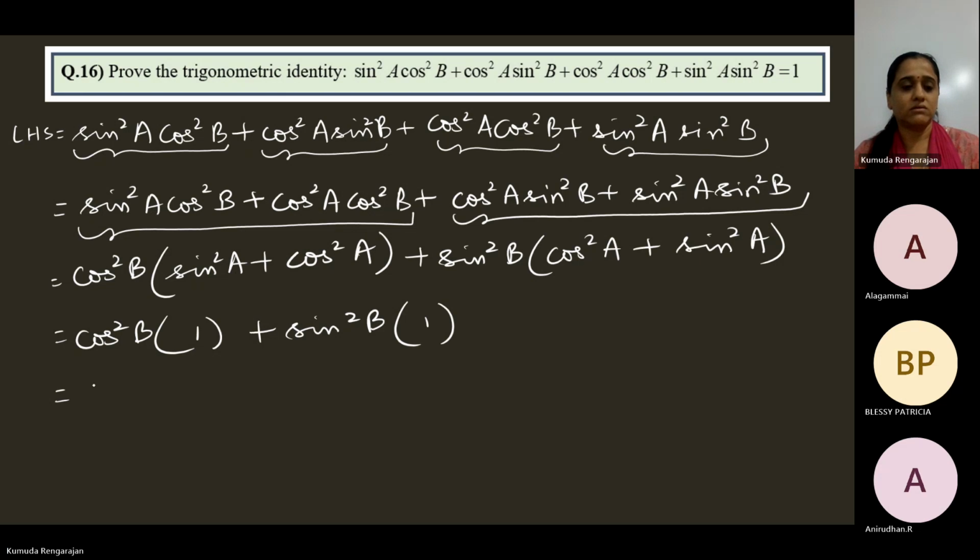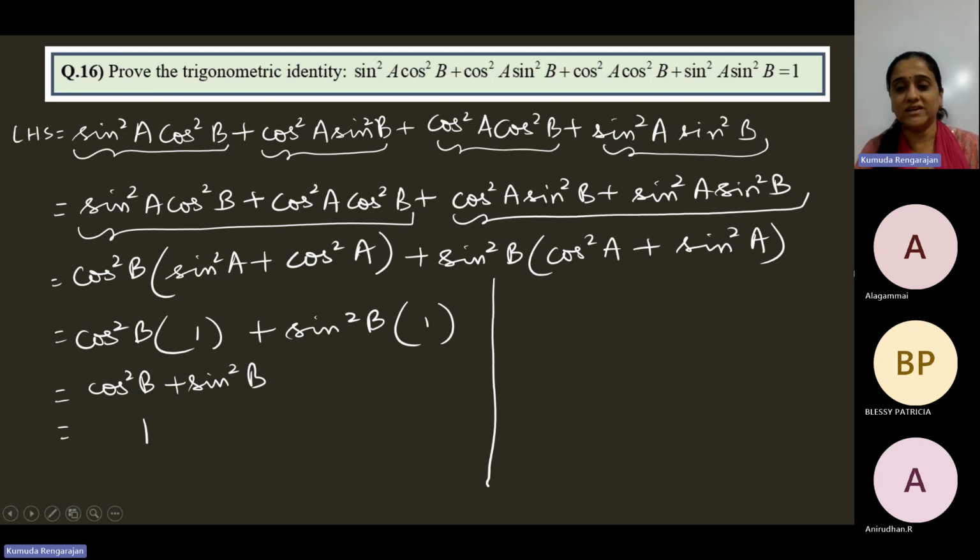So it's cos square b into 1, cos square b. Sin square b into 1, sin square b. Now cos square b plus sin square b is 1. Now, but you remember in the 8th standard factorization, what we would do? In the 2 brackets, whatever is common, we'll write that once. You remember that?